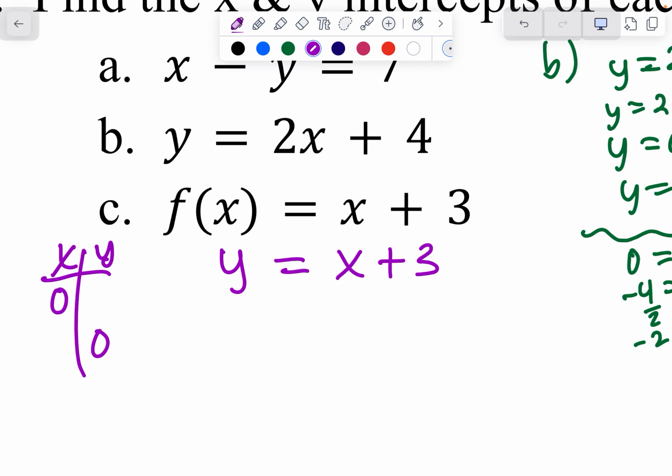What do we know the y-intercept is, just by looking at this one? 3. So if you just want to put a 3 there and do no math at all, I'm okay with that. I want you to be able to recognize that and go, it's 3, okay?